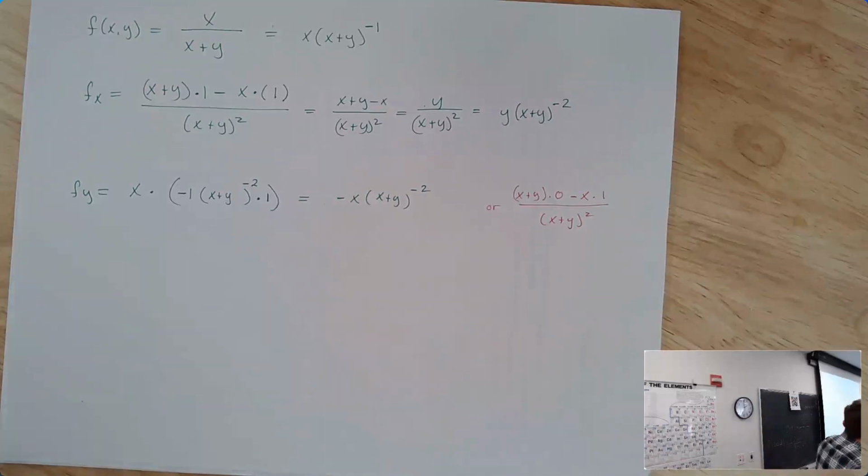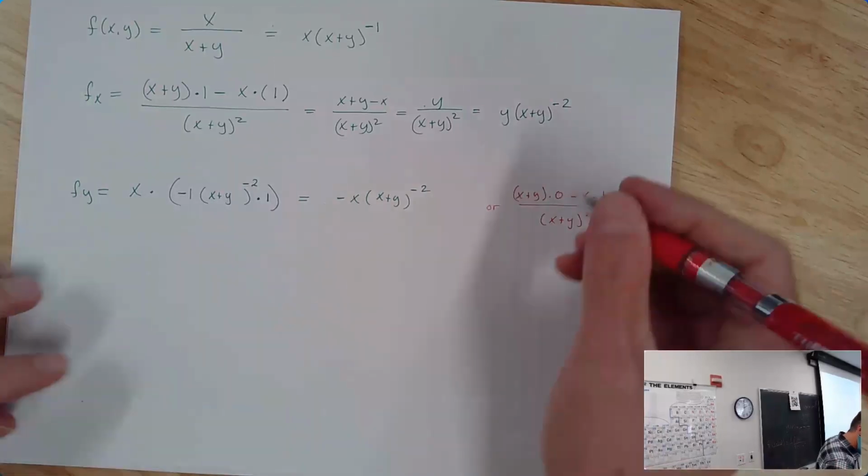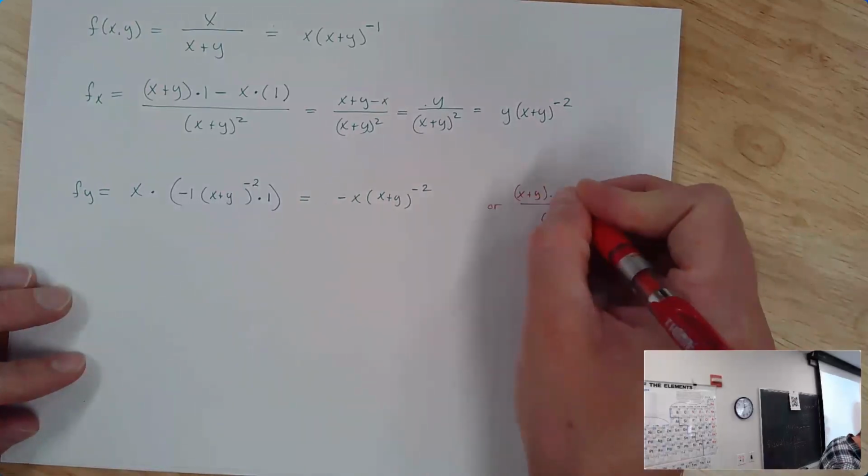Is that x plus y times 0? It is. So this whole part just becomes 0.